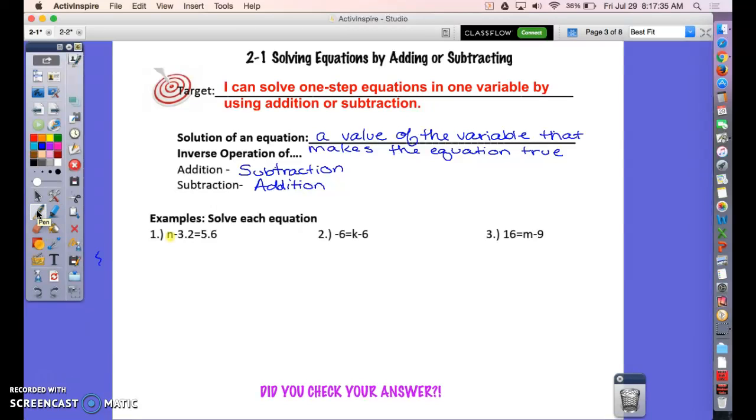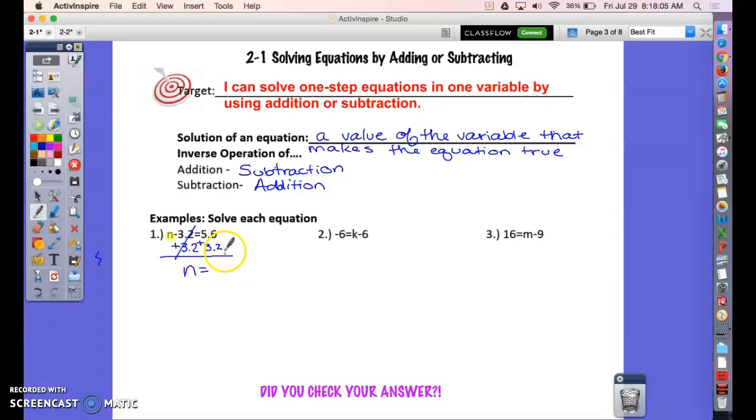What is happening to n? Well, I see that I am subtracting 3.2 from n, or I am taking away 3 2/10 from n. The opposite of that subtraction sign would be adding, and I would add that 3 2/10, so 3.2 to both sides in order to get n by itself. These would cancel each other out, and you would be left with only an n on the left-hand side. You are always trying to isolate the variable.